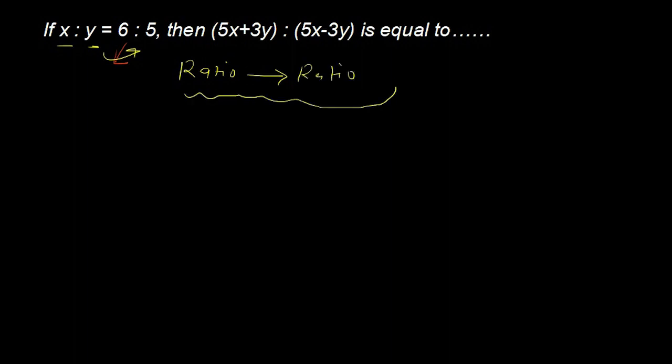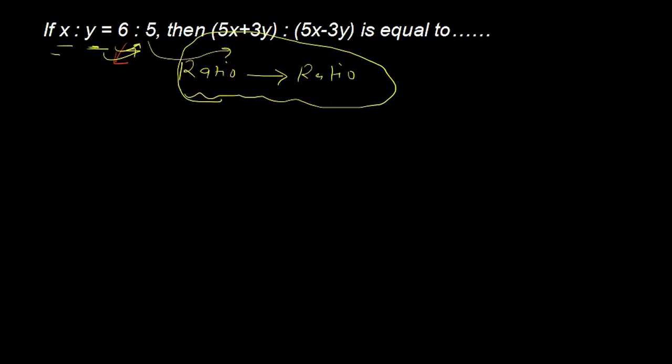x is to y, or x ratio y, is equal to 6 is to 5. Then 5x plus 3y ratio 5x minus 3y. In this type of question, why did I start with this one? Here the ratio is given to you, so there is a concept you need to remember. I also taught it in percentage. If the ratio is given and the ratio is asked, you can put the values as they are.